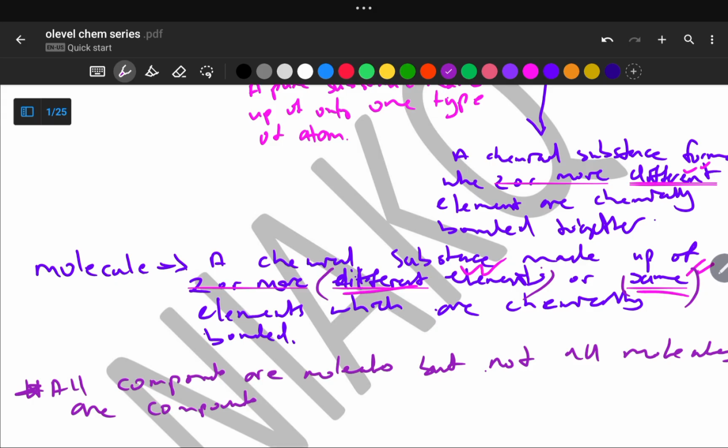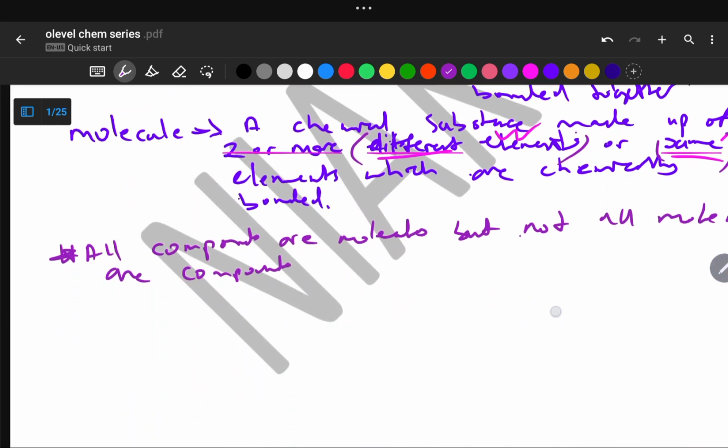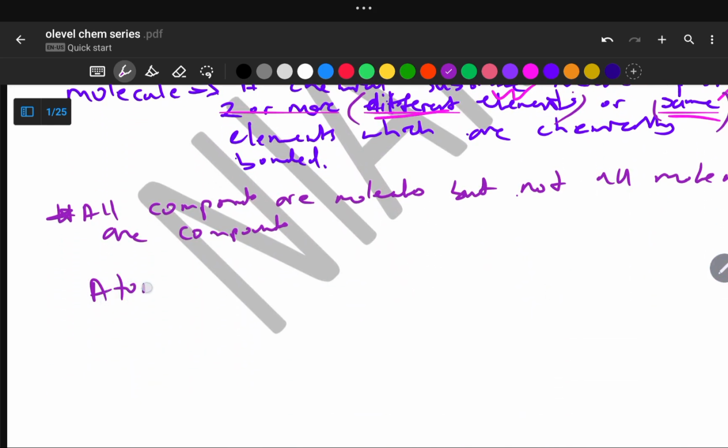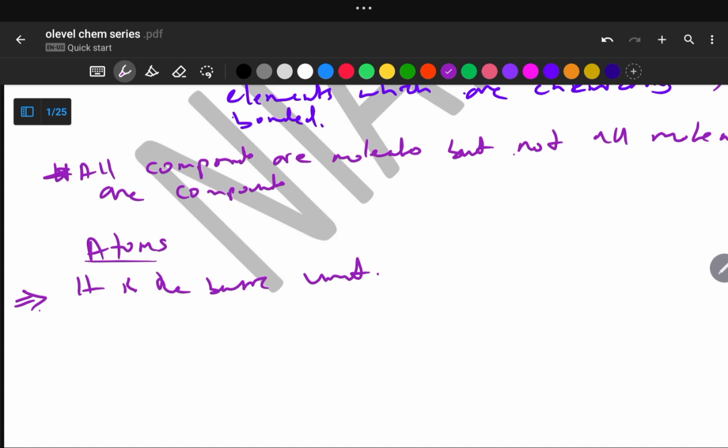We are now moving on to a further dissection of the atom. An atom is the basic unit of an element. It is made up of what we call the subatomic particles, the building blocks of an atom.